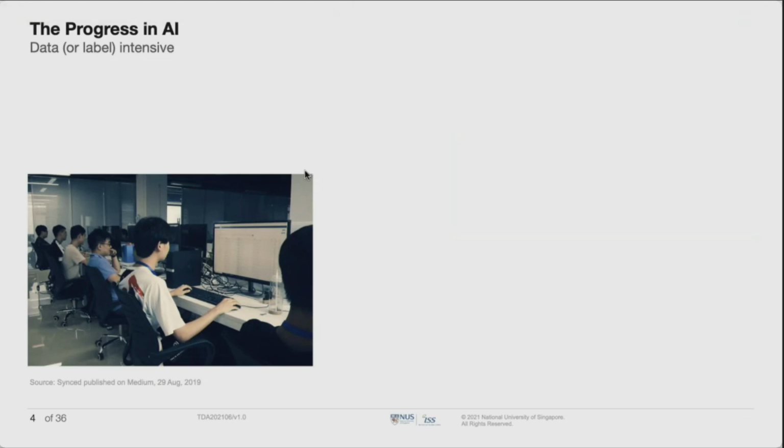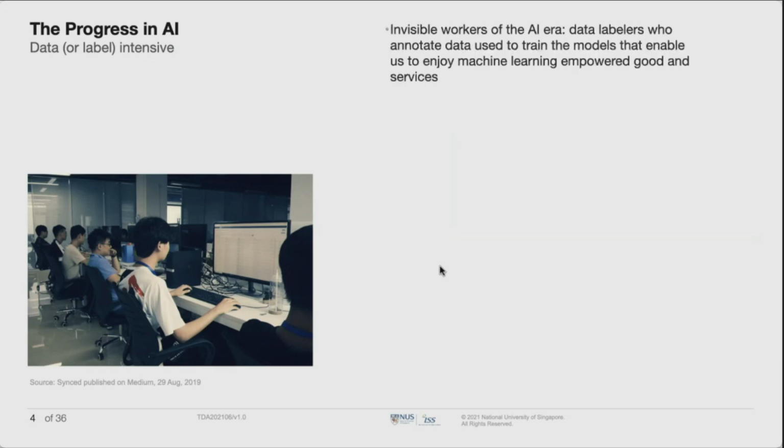The picture at the bottom left shows a few gentlemen doing data labeling for their customer. This photo was taken at a Beijing data labeling office. These people are the invisible workers of the AI era, the data laborers who spend day and night annotating data for model training so that we can enjoy those machine learning empowered goods and services.